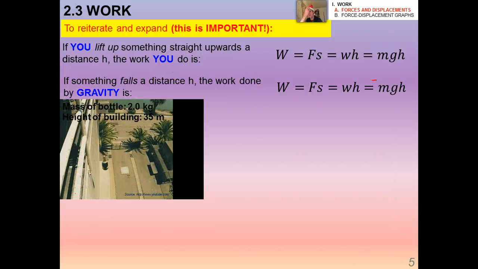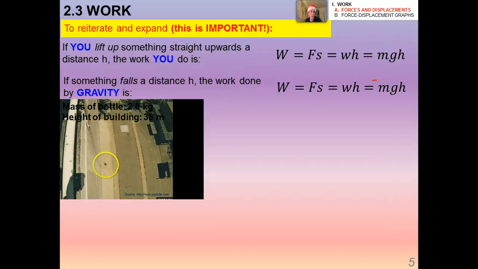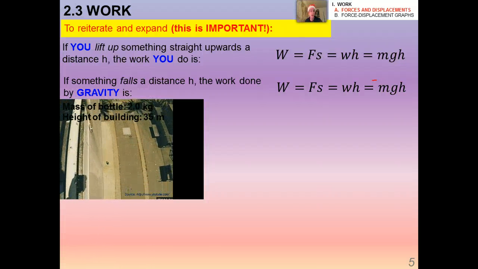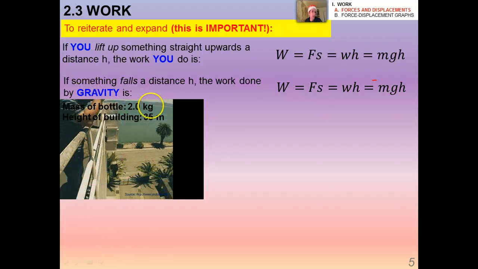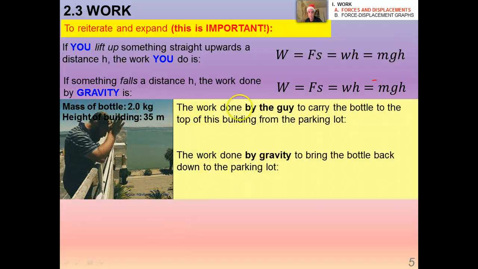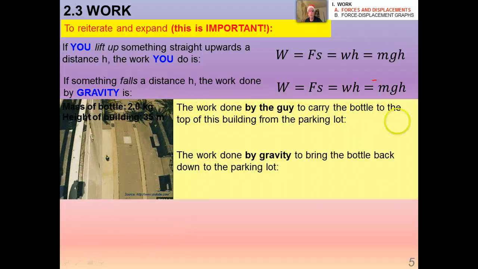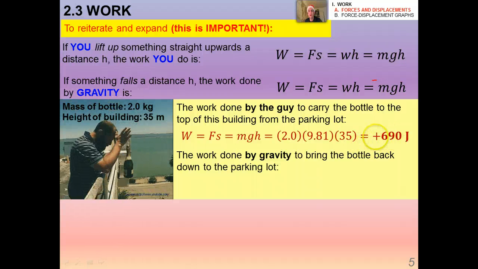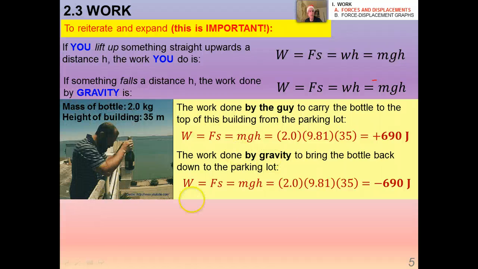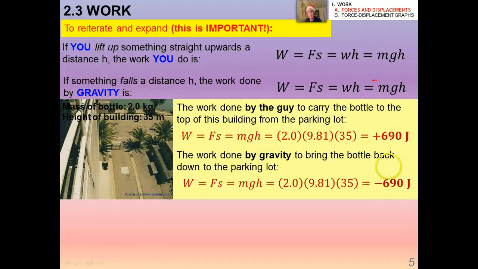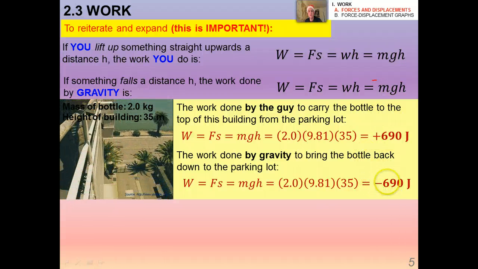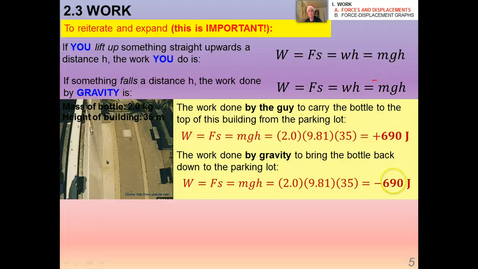So here's that funny video of these guys that drop all this stuff off of buildings and take slow-mo videos of them smashing. This is a bottle of champagne. If we assume that the bottle of champagne is 2 kilograms and the height of the building is 35 meters, the work done by the guy to carry the bottle to the top of the building from the parking lot is equal to positive 690 joules. The work done by gravity to bring the bottle back down to the parking lot is negative 690 joules. So again, there's your positive and negative, showing that in either case, work is done by a different entity.